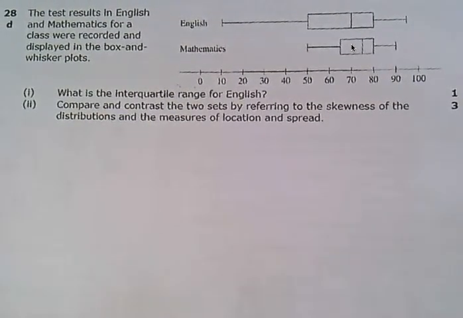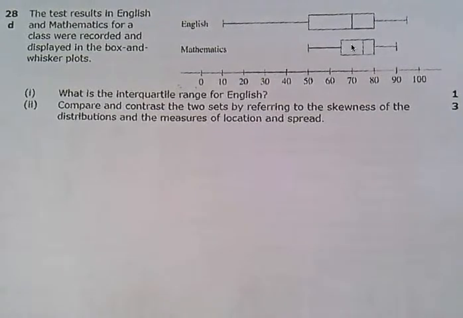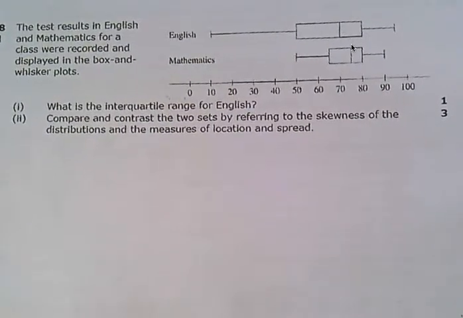So compare the 2 data sets by referring to skewness and measures of location and spread. Now we're looking at 3 marks. So what do you think you need to be talking about? Yep. So this is what we want. We want positively or negatively skewed for each of them. We want the measure of location: mean, median, or mode. What can you tell from a box and whisker plot? Mean, median, or mode?